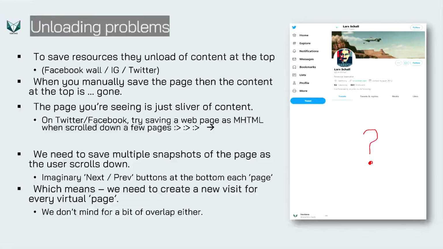And what seems to be the problem? Well, the problem is that infinite scrollers also unload stuff, right? So let's look at unloading. In order to save resources, infinite scrollers basically unload the stuff that sits at the top. You see this on things like Facebook, Instagram, Twitter, and you can even see it if you manually save the page. If you manually save a page and you've been scrolled down a lot, then the content at the top is not there anymore.